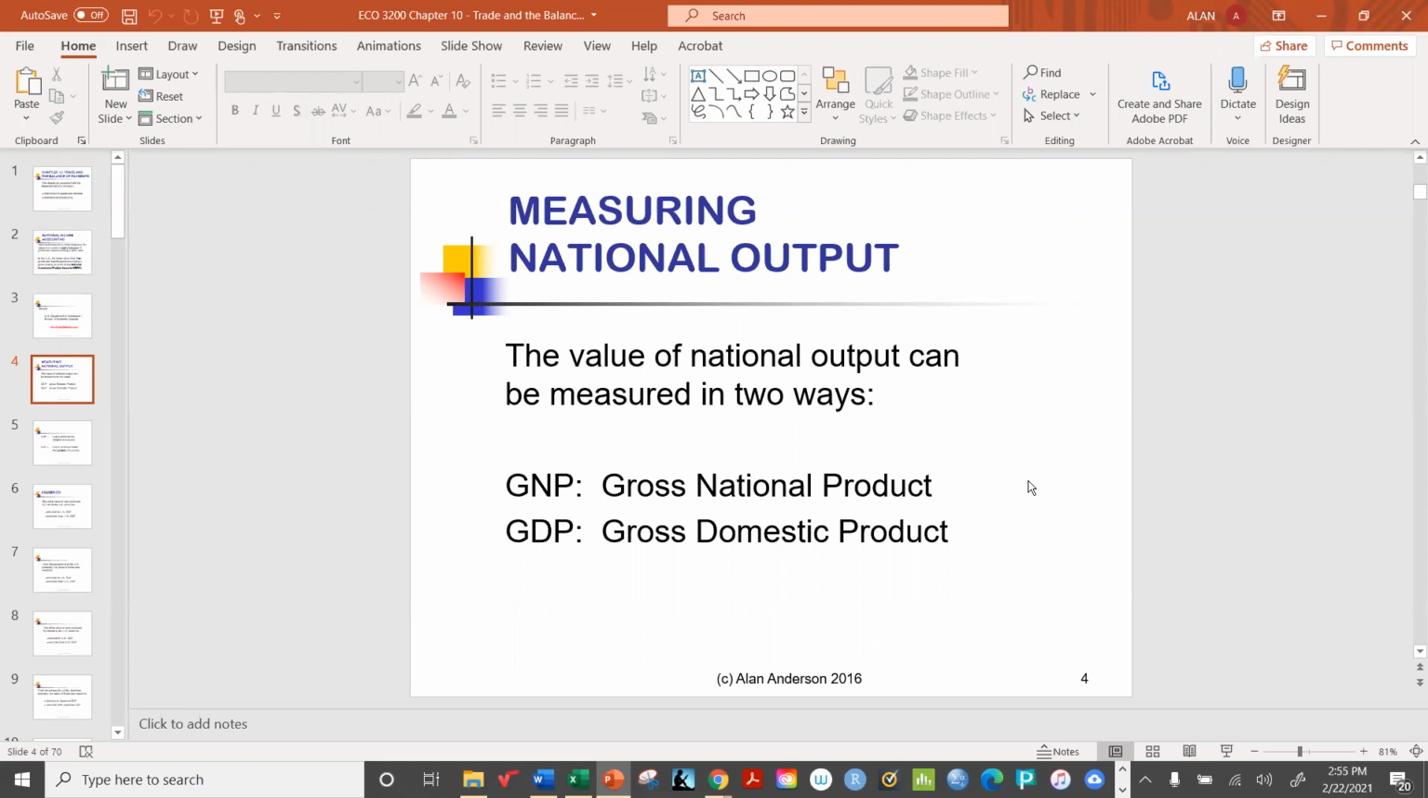a given year. What really separates them is, in the case of GNP, we're focused on the nationality of the people who produce these products. In GDP, we're focused more on the location. Okay, so in other words, GDP means products that are produced in the United States, regardless of who produced them. And GNP refers to products produced by Americans, regardless of where they're located.